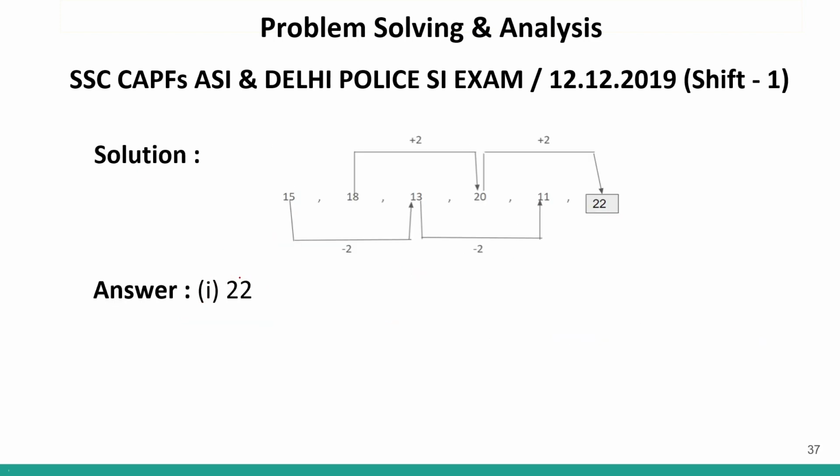Okay. Here you can see this logic has been followed. The other logic was also true, that is plus 3, minus 5, plus 7, minus 9, so plus 11. This logic was also true. So either of the logic you can use to get the answer, which is 22.